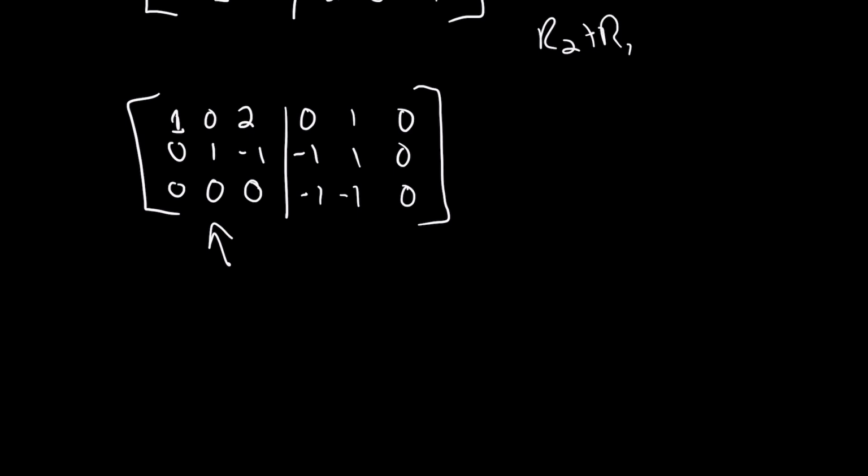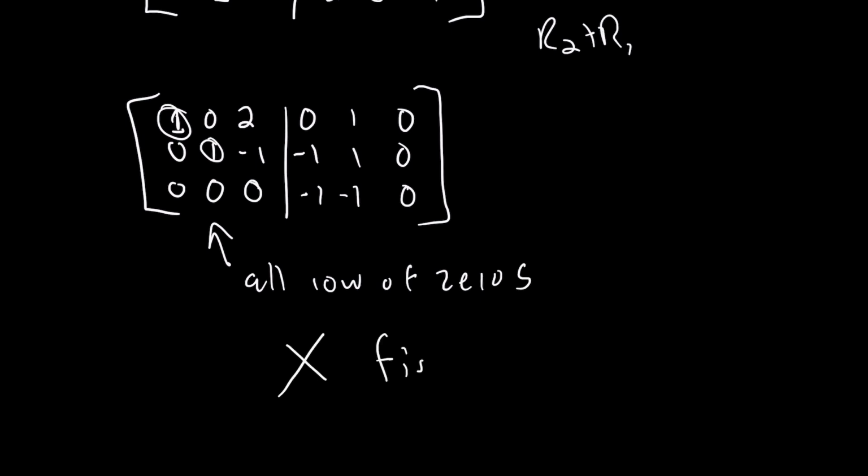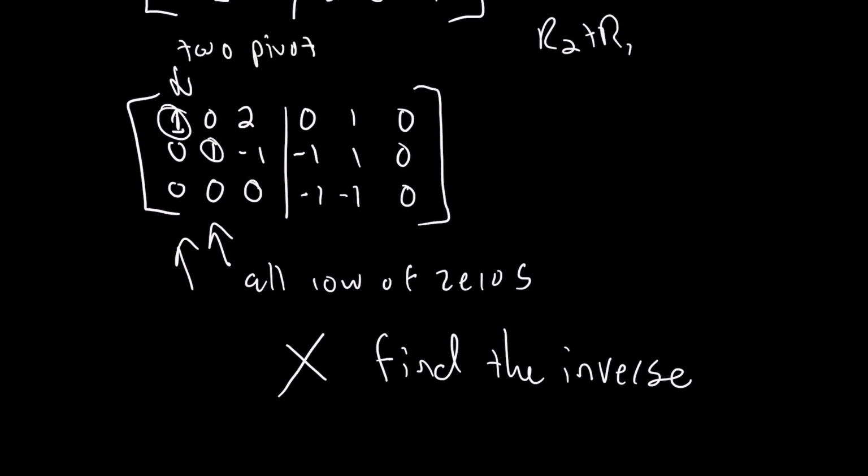Remember, to find the inverse, you're going to need 3 pivot columns, but you don't have that because this is all a row of zeros. So because of that, you cannot find the inverse. Remember, when you have a row of all zeros, because you have to have 3 pivot columns, you only have 2 pivot columns. And because of that, you cannot find the inverse.